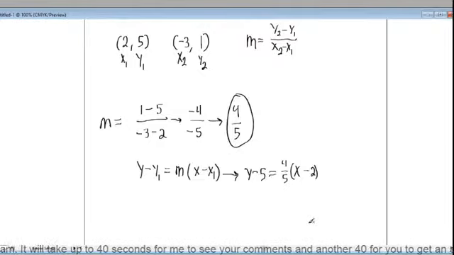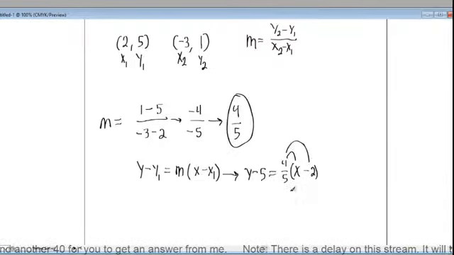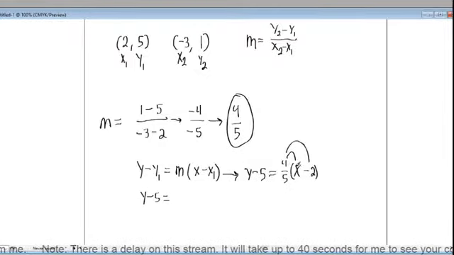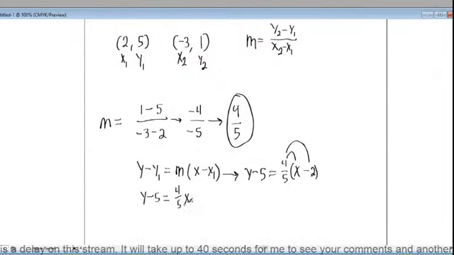Okay, so now we need to simplify and then get y by itself. So simplify and solve. Well, to simplify, again, we would like to get rid of these parentheses. We want to distribute this number into here. So we're going to distribute 4/5 into the set of parentheses. So now we have y minus 5 equals 4/5 x minus, let's see, 4/5 times negative 2, that's going to be 8/5.